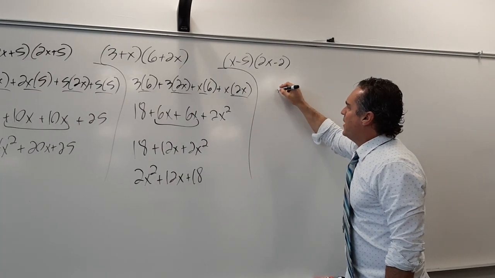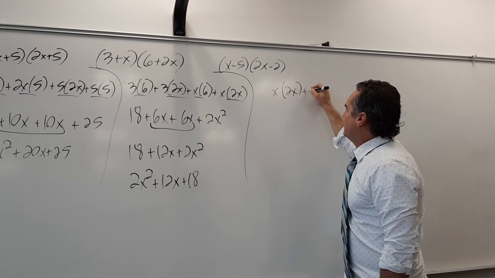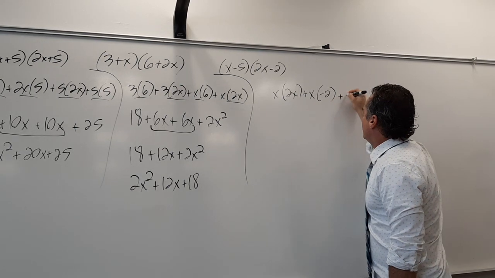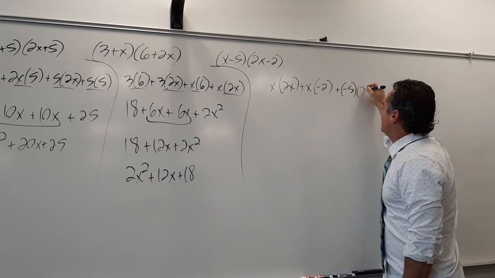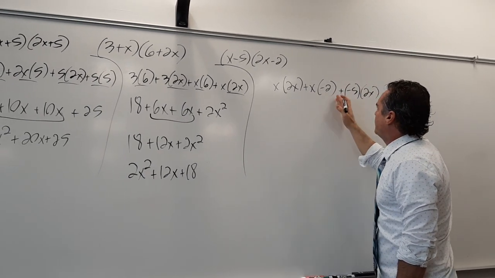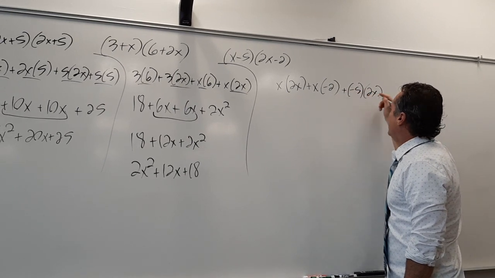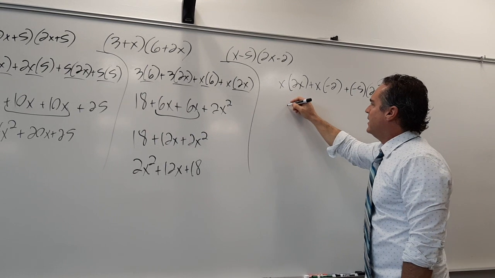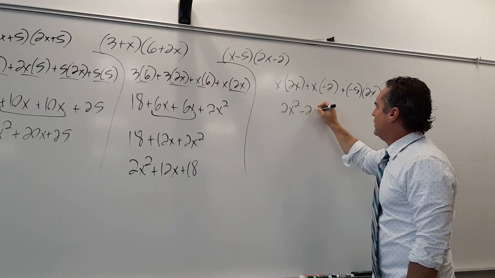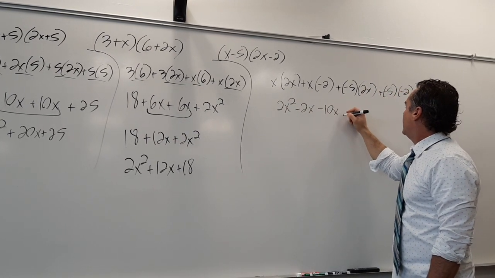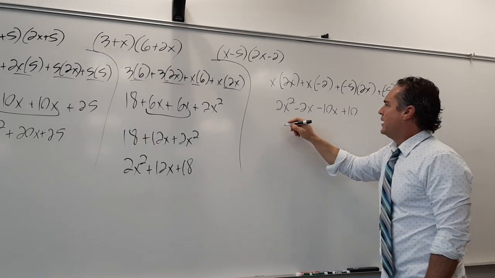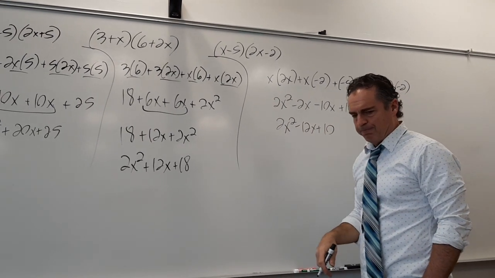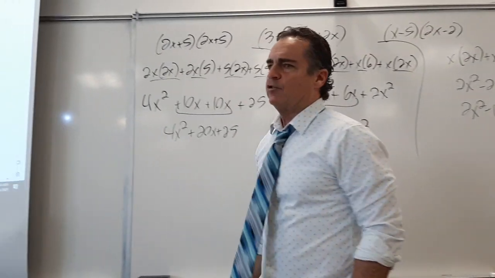I'm going to end up here with x times 2x plus x times negative 2, right? X times 2x, x times negative 2, plus negative 5 times 2x. Notice how I always write plus in between. Take my sign with my term. Plus negative 5 times negative 2. In the end here, I get 2x squared minus 2x minus 10x plus 10. And I end up with 2x squared minus 12x plus 10. Say woo if you got it right. Good. Okay? All right, let's go to our final page.